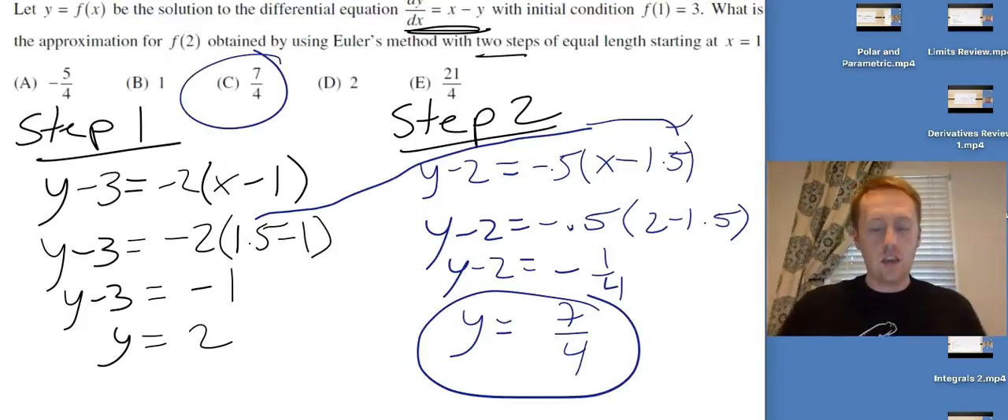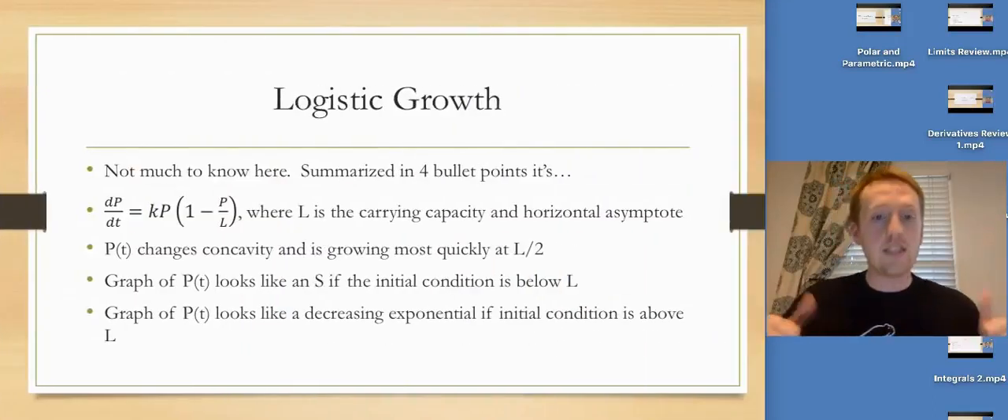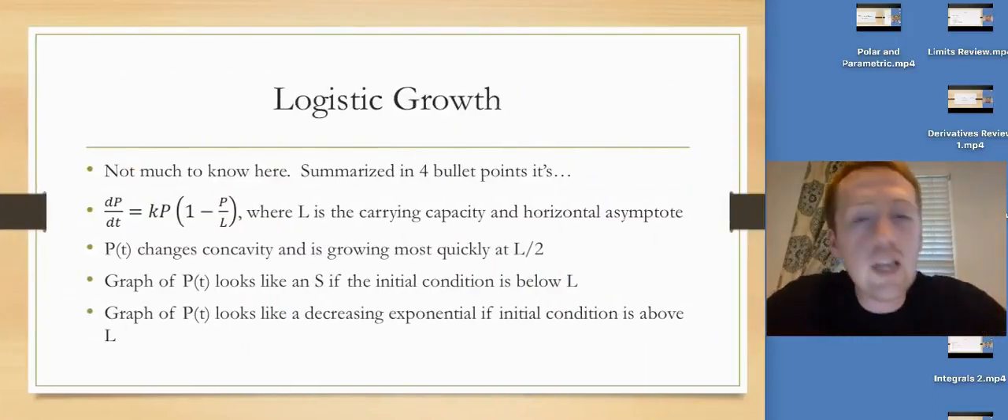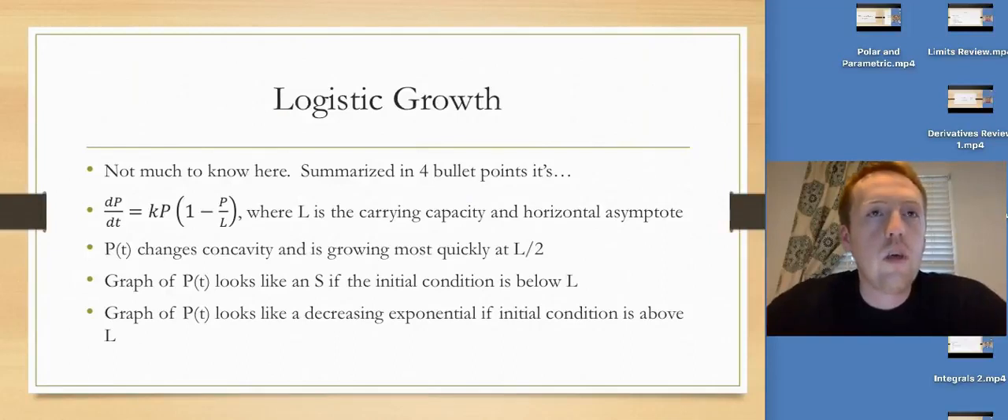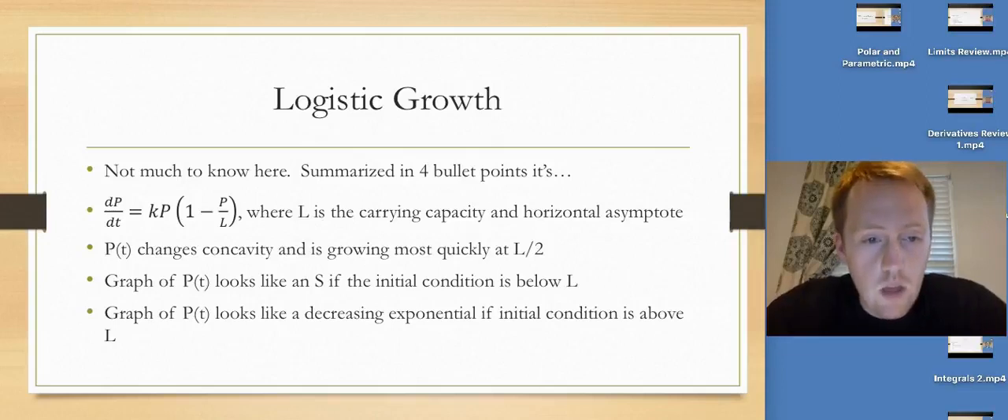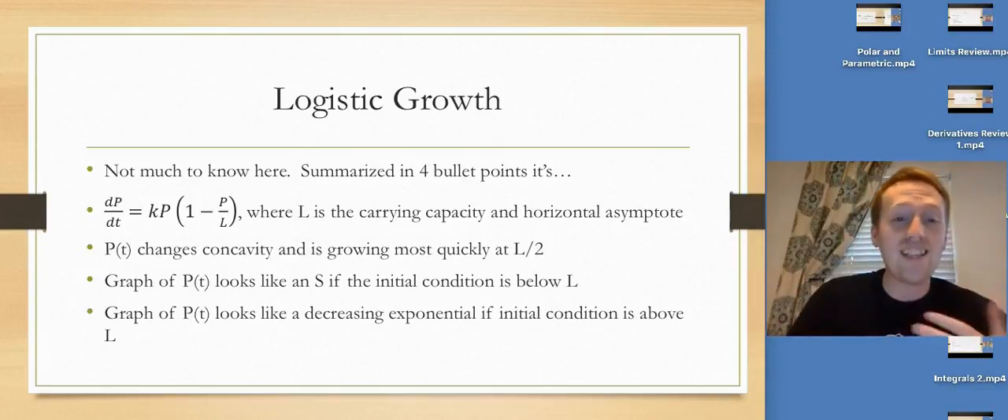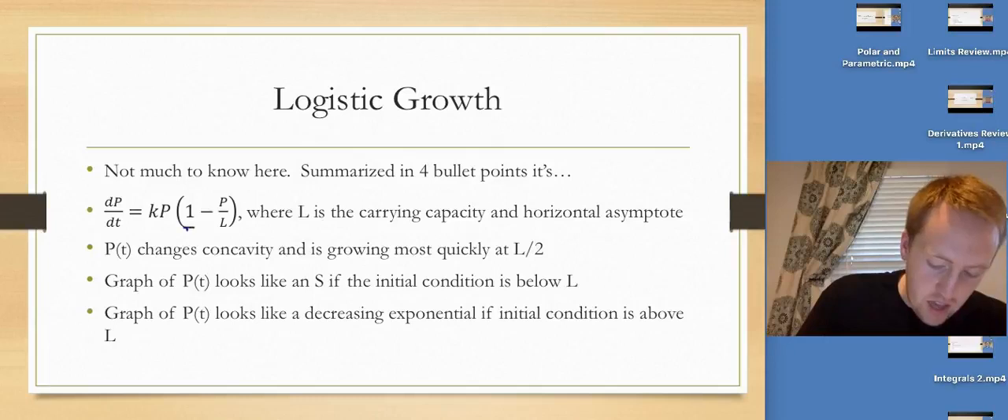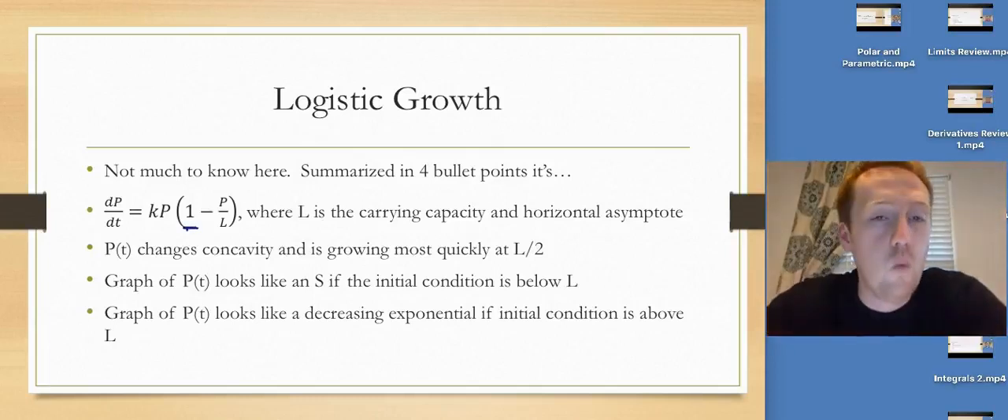Huzzah! Okay, I believe there's one more thing, and there is. It's logistic growth. There's really not a lot to logistic growth. It's a differential equation that you are not responsible for solving. What you are responsible for knowing are basically these 4 bullet points I have here. You need to know the form. And it's important, the way that we have identified what the carrying capacity is, by making sure that that number there is a 1. So if it's not, factor it out.